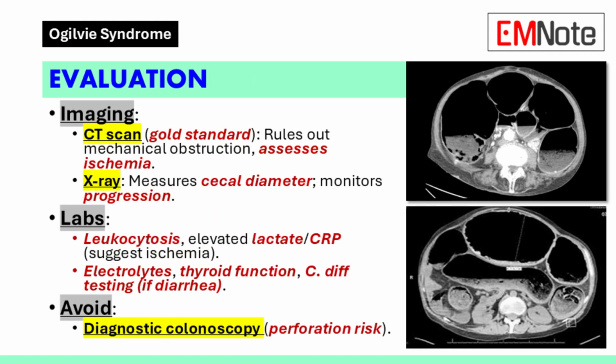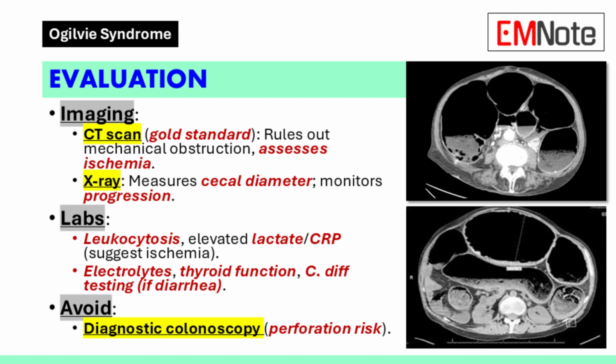Evaluation. Ogilvie syndrome is generally a diagnosis of exclusion. A thorough assessment, including contrast imaging, is necessary. Evaluation should assess for reversible causes and complications such as ischemia or perforation. Laboratory tests, although nonspecific, aid in the evaluation. Leukocytosis, elevated C-reactive protein, or lactate may suggest bowel ischemia.